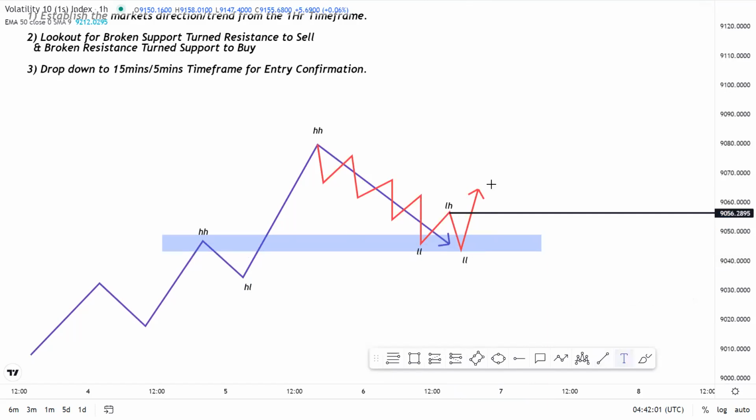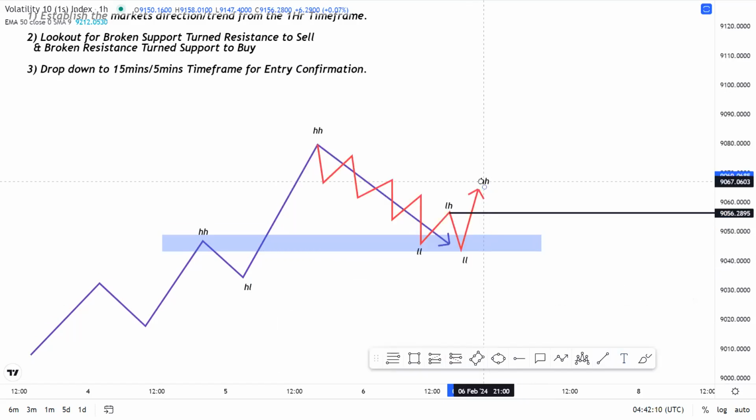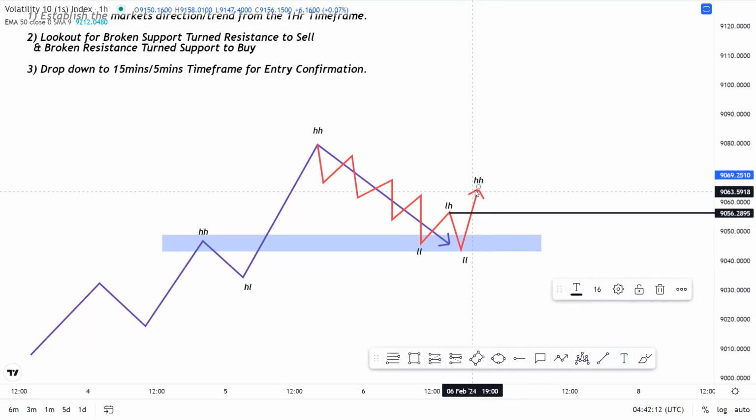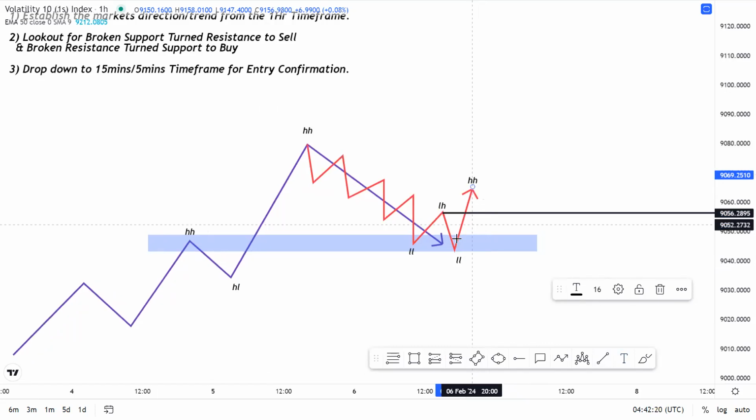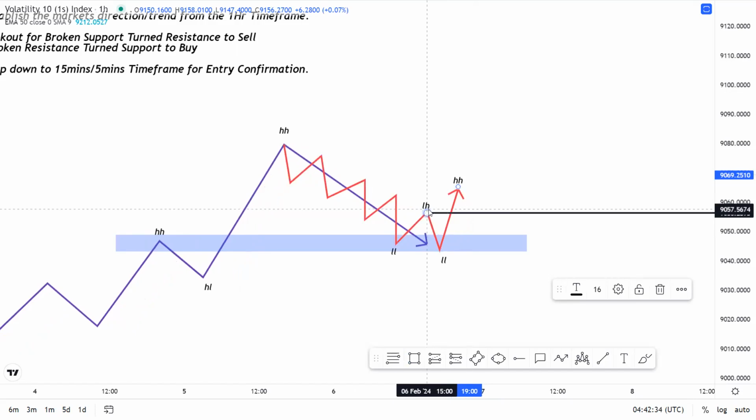And once we have the structure shift on the 15 minutes or 5 minutes time frame from bearish to bullish, this would signify the entry signal for buys. Now there are two ways to get in on our entries. We could get in outrightly at the close of the 15 minutes or 5 minutes candlestick that breaks and closes above the most recent lower highs, shifting the market structure from bearish to bullish.